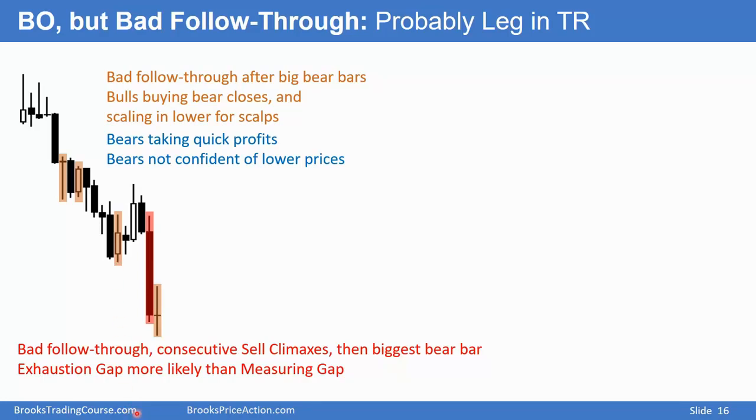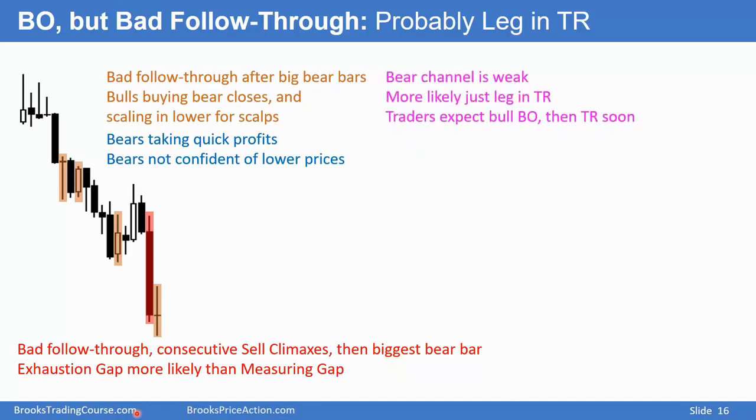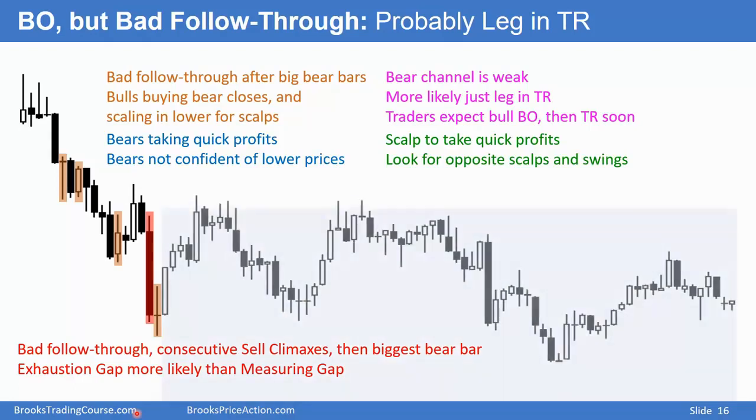The biggest bear bar, 20 bars into a bear trend. The bear trend is not all that strong. More likely a bear leg in what will become a trading range. Traders expect a bull breakout and then a trading range. The bears are scalping and taking quick profits, and the bulls are looking for opposite trades.